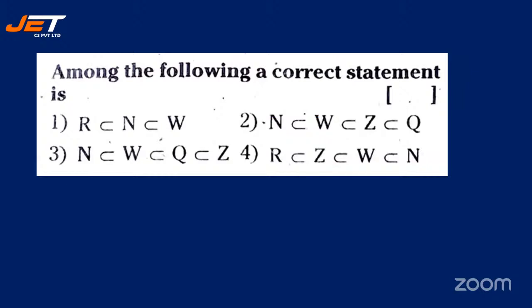Which of the following is correct? Subsets are given, subset, superset formula is given. Among the following, a correct statement is: N is a subset of whole numbers, is a subset of integers, is a subset of rational numbers. Choose from the third and fourth options.